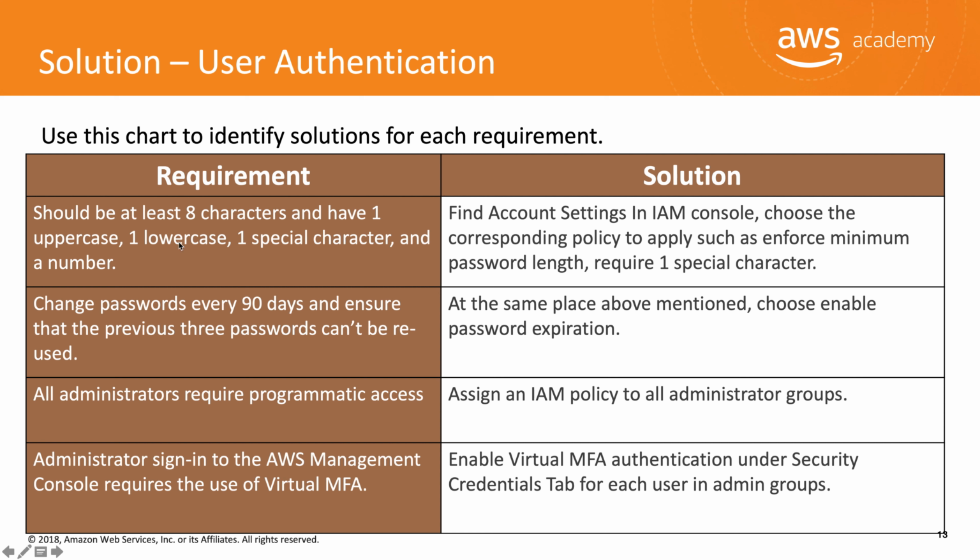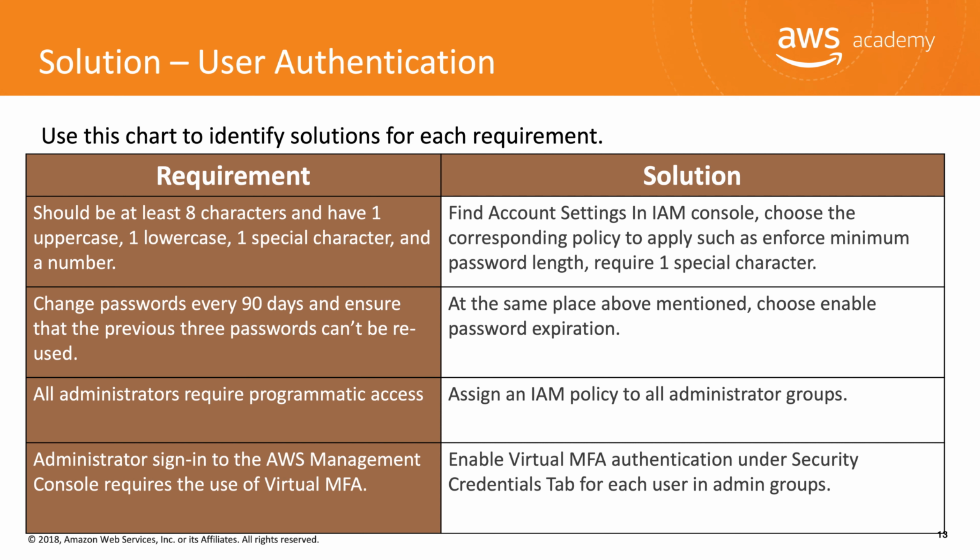So for example, the requirement is that it should be at least 8 characters and have one uppercase, one lowercase, one special character, and a number. So what the customer needs to do is find account settings in the IAM console and choose the corresponding policy to apply, such as enforce minimum password length, require one special character, and require one uppercase, one lowercase character, and also a number. And for the following three requirements, they can also find the corresponding option that they can simply click. So this is the solution for the user authentication.